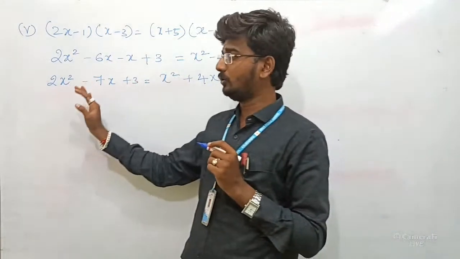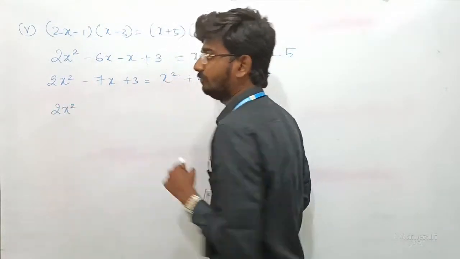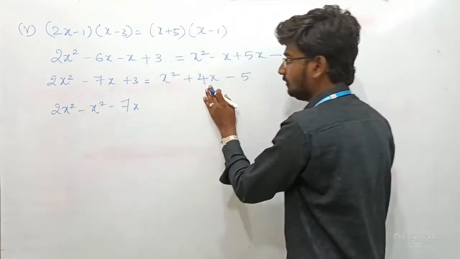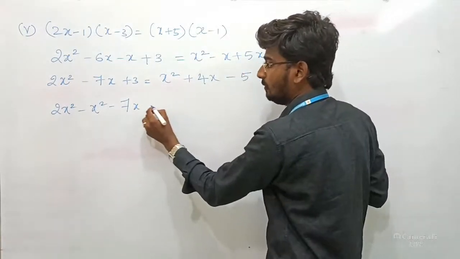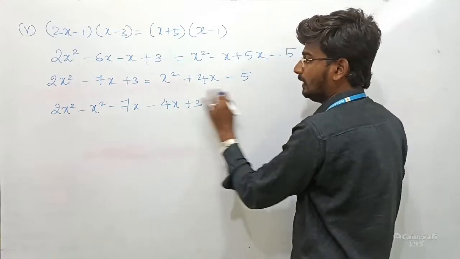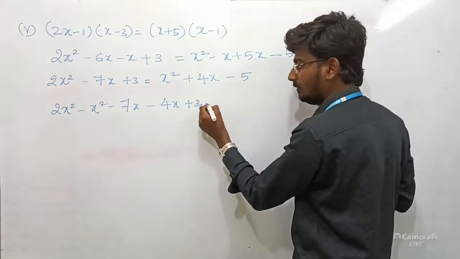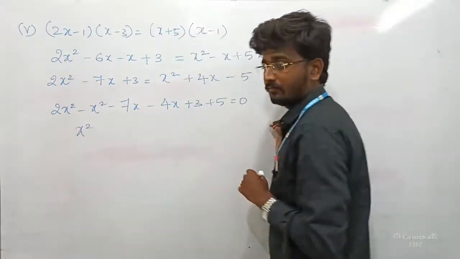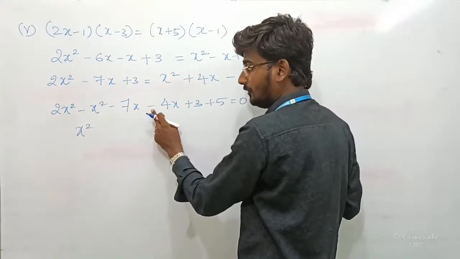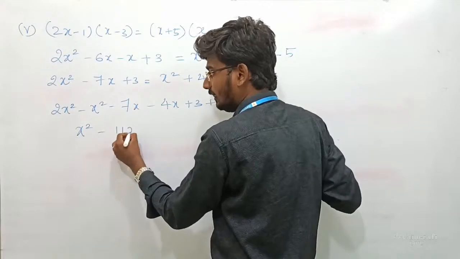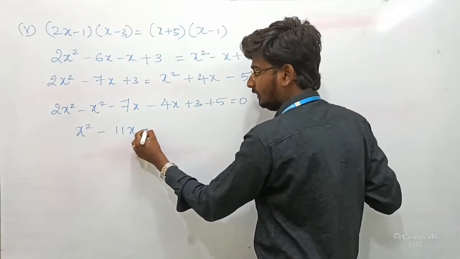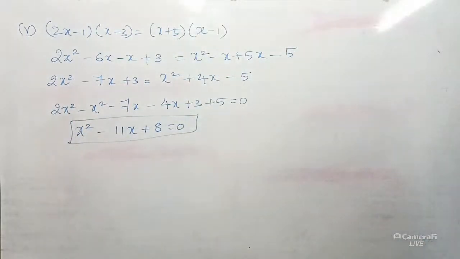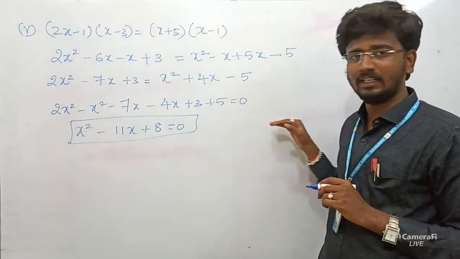Now take all the RHS terms to the LHS. 2x square; x square, if it comes to the LHS, is minus x square; minus 7x I'll write as usual; plus 4x, if it comes to the LHS, will become minus 4x; plus 3; minus 5 shifted to the LHS will become plus 5, is equal to 0. 2x square minus x square will be x square. Minus 7x minus 4x both have the same sign, so I have to add these terms, it will become minus 11x. 3 plus 5 is 8. So x square minus 11x plus 8 equal to 0. This is problem number 5. Again you can write the conclusion.